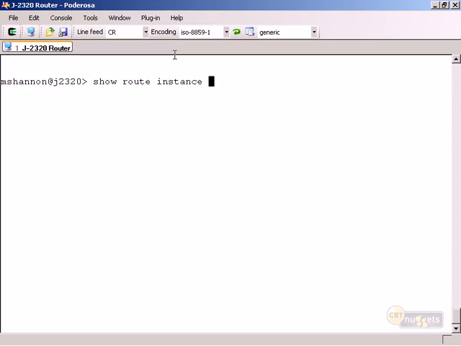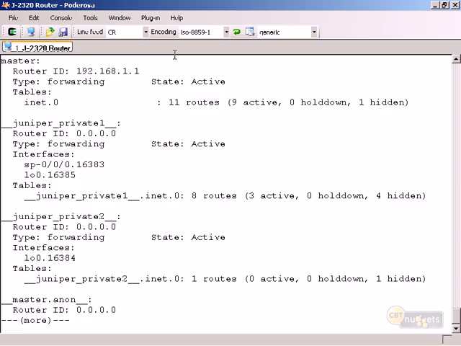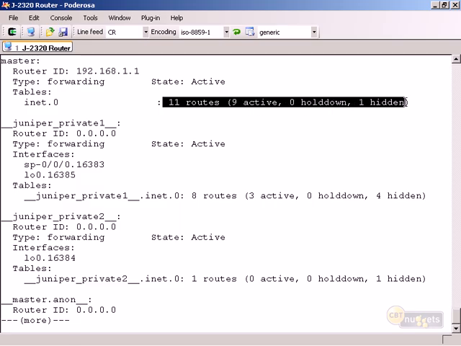Now, if I were to go and do the show route instance detail. What we're going to see here is I've got a master instance. The master routing instance is the primary instance for all of the devices that are running Junos. And we can see that it includes, of course, the inet.0 routing table, which, as you know, has 11 routes, 9 of which are active, 0 in hold down, and 1 hidden. We saw that earlier. Now, if I was using IPv6, my Junos software could generate other routing tables like inet6.0, and I could add those to this particular routing instance.